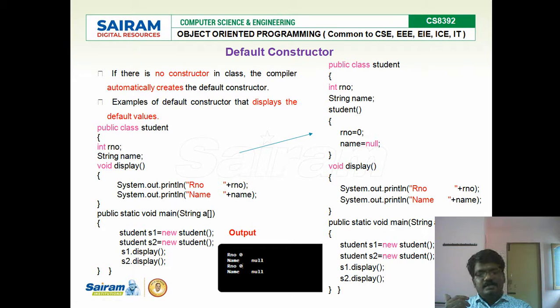The variables roll number and name are initialized after the default constructor. Automatically, an integer will be initialized as 0 and a string will be initialized as null. That is the output you can see over here. For the S1 object roll number is 0, for the S2 object roll number is 0, for the S1 object name is null, for the S2 object name is null, which means we have not given a value to the member variables. Because of the constructor, for these two objects the member variables roll number and name were initialized to 0 as an integer and null as a string. That is what is called the default constructor.